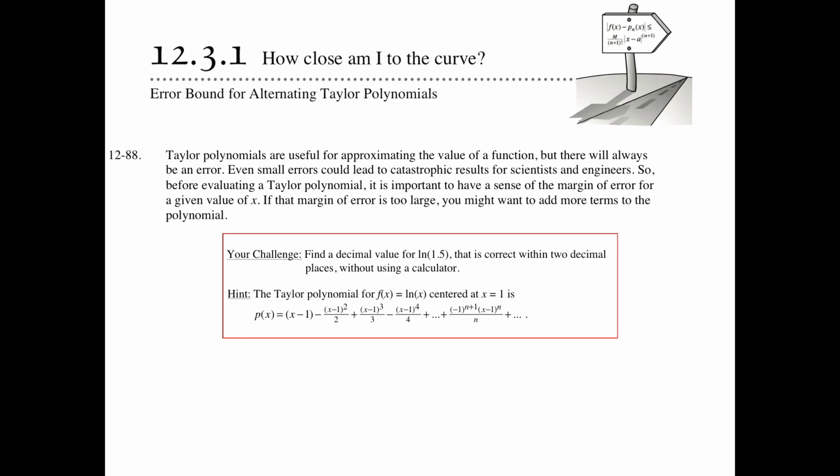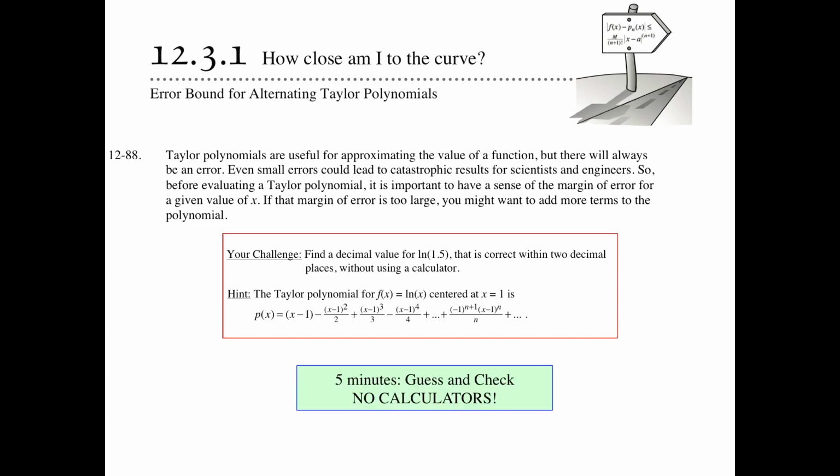Now, before working through parts A through D, give teams about 5 minutes and no more to attempt to solve this mystery using guess and check. And in order to have any hope that they'll achieve this goal, which they're supposed to do without a calculator, you will need to provide teams with the clue that the decimal value for ln of 1.5 is about 0.405465. Now, their goal is to find a way to use a Taylor polynomial centered at 1 to approximate this value so that it's accurate within 2 decimal places.